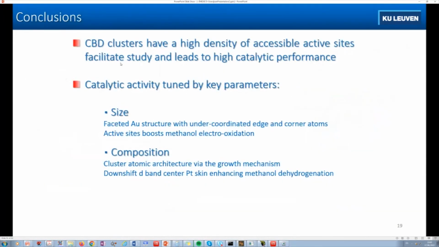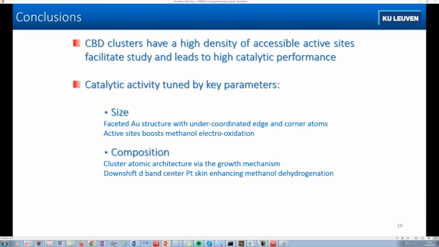So in conclusion, we have shown that the CBD clusters have a high density of active sites. So it is much easier to study them. That's why we are focusing on this compared to the typical cluster or nanoparticle made chemically. We can confirm indeed that the catalytic activity is tuned by the size, because the size is also controlling the type of atoms you have on the surface, like corners and edges. So this is very important. And the composition also, because, as I said, you have multiple arrangements.